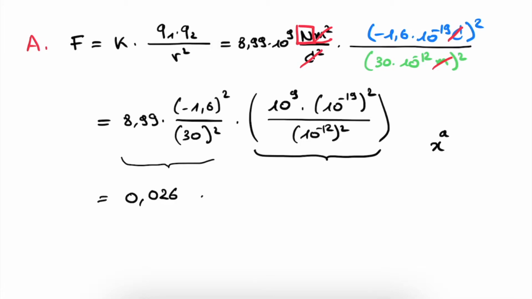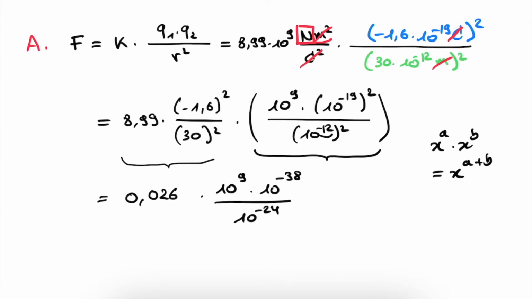And for the term where we have these powers of 10, we simply use the fact that x to the power of a times x to the power of b is equal to x to the power of a plus b, and the related relations that we have. So we have 10 to the power of 9 times 10 to the power of minus 38, because minus 19 times 2, because this whole thing is squared, is minus 38, divided by 10 to the power minus 24. Since again we have this minus 12 times 2, because it's squared.